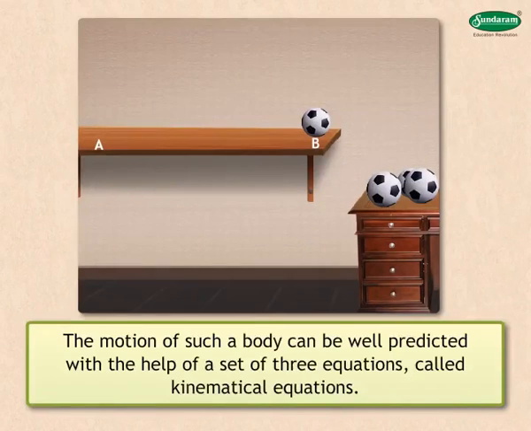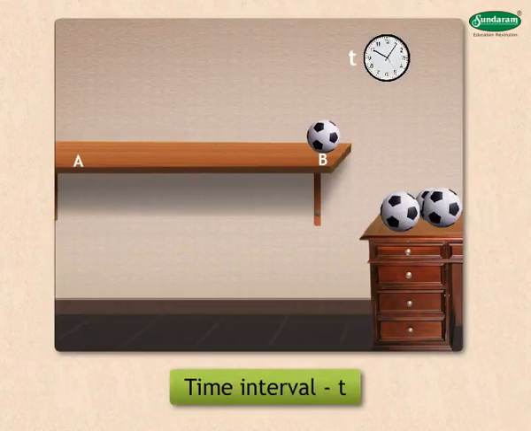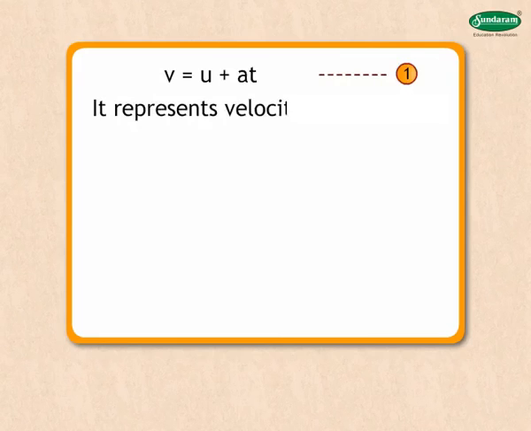kinematical equations. A body is moving along a straight line with initial velocity u. After time interval t, it attains final velocity v due to an acceleration a. Then the set of three equations is given as v is equal to u plus a multiplied by t. This is the first equation and it represents velocity-time relation.